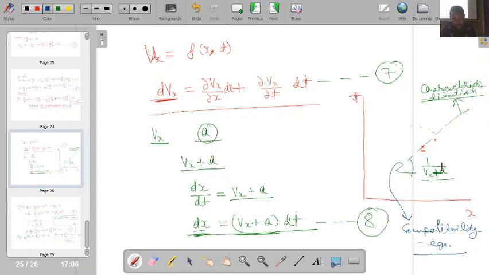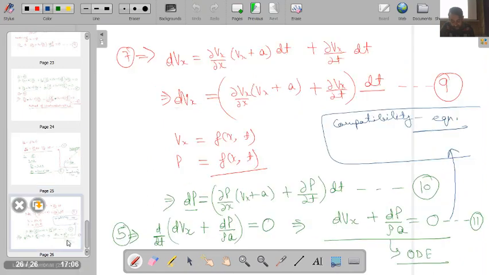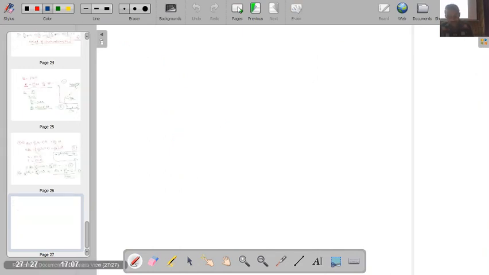Similar to this, I can also have a situation where the disturbance and the speed of sound are traveling in the similar direction. Then my overall velocity will become Vx minus A. Like in the case of left running and right running waves, we have at one place velocity A infinity, at another place velocity minus A infinity. Similarly, one velocity we can have is Vx plus A, and the other local velocity can be Vx minus A.